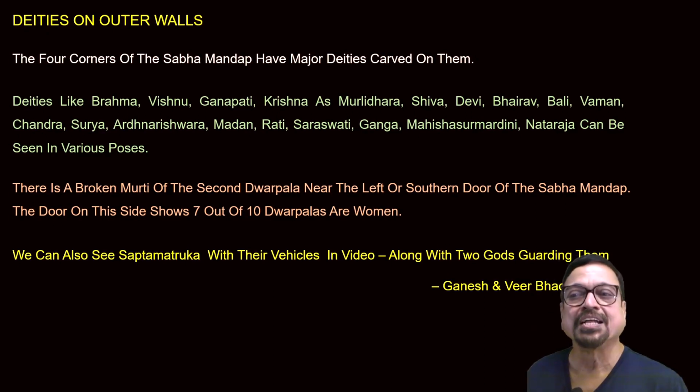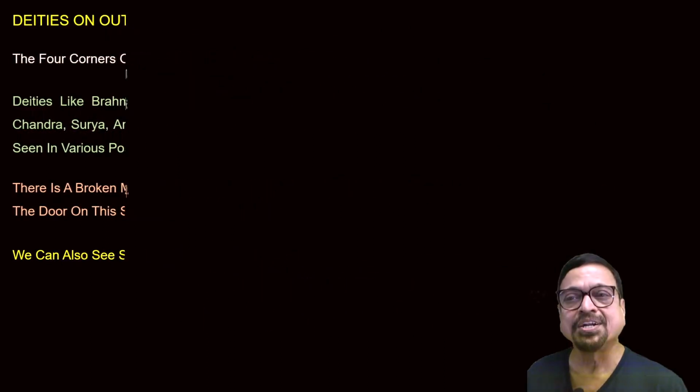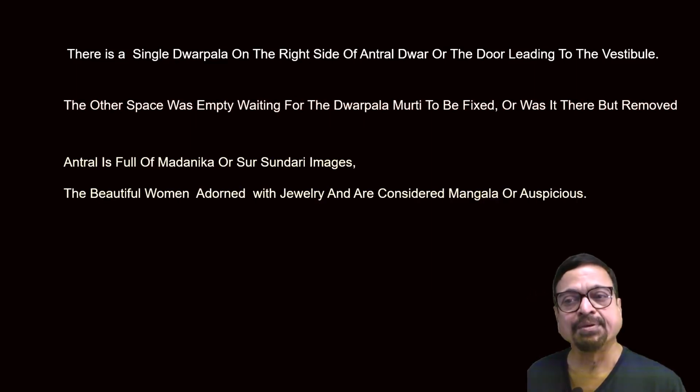See, there is one more door where there are more Dwarapalas. There are 10 Dwarapalas, out of which 7 are women, as we have seen, and you will find a slightly damaged sculpture over there. When you see that, you will remember it, or when we covered the exterior portion, we showed photographs and gave all the details. Now there is a single Dwarapala on the right side of the antarala door, the door leading to the vestibule. The outer space is empty, waiting for the Dwarapala's murti to be fixed, or it has been removed.